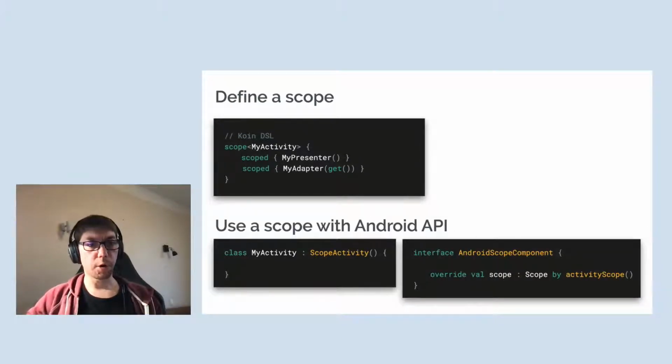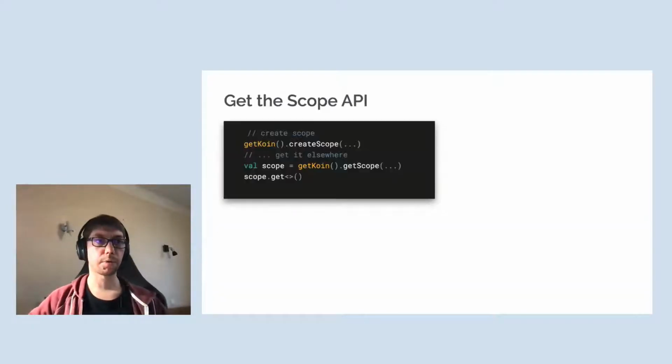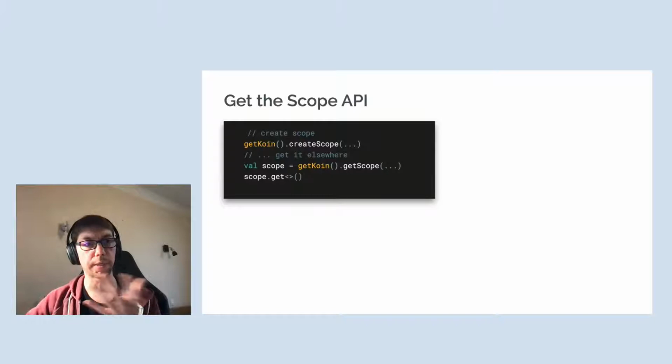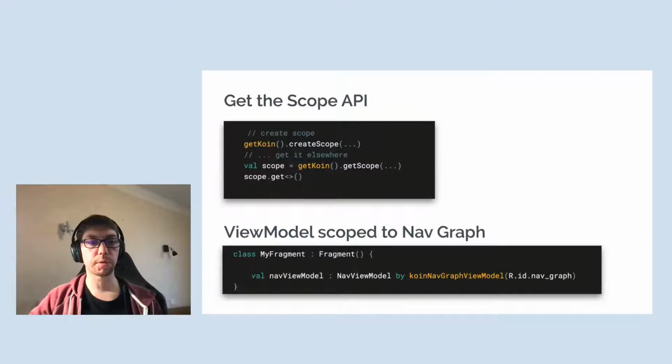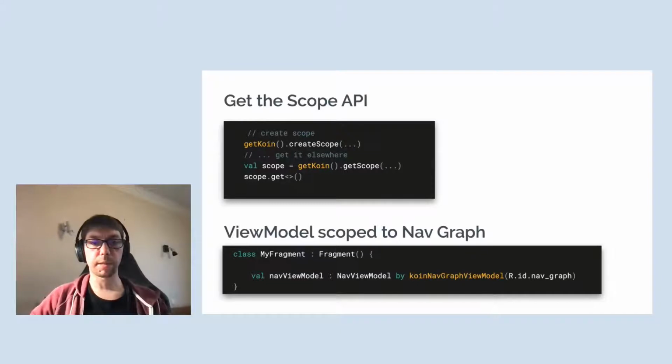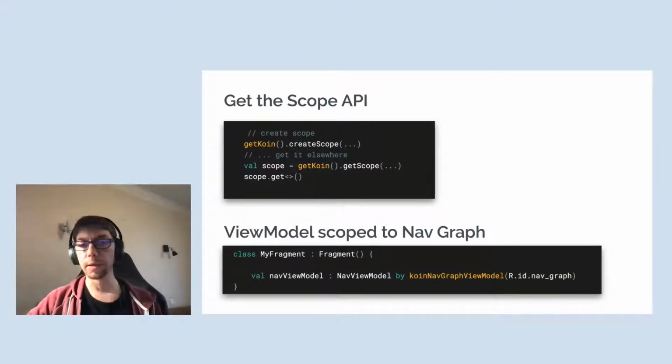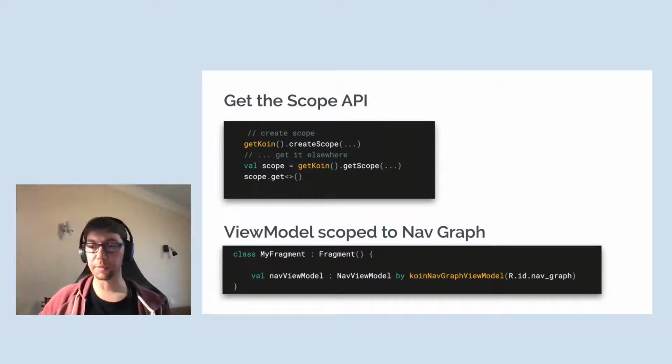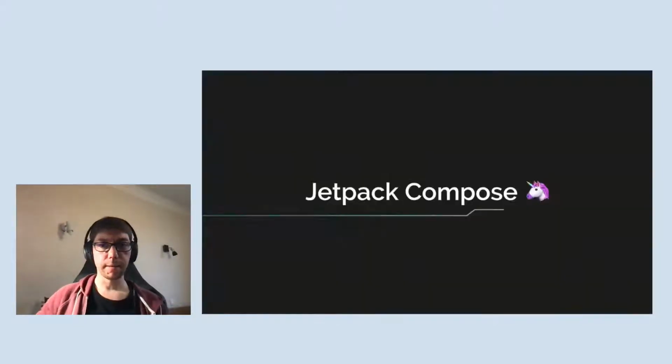You can, but then you won't be able to refer to the same instance around in your components. To deal with this scope in your activity, just use the ScopeActivity class or the AndroidScopeComponent interface. And then also to get the scope API, just get the static access getKoin, and then you will have access to createScope, getScope, and everything that will allow you to resolve your dependency inside your scope instance. And lastly, don't forget the Koin navGraphViewModel function that lets you get the instance of your navigation graph view model. Yeah, heavy topic, as I was saying.